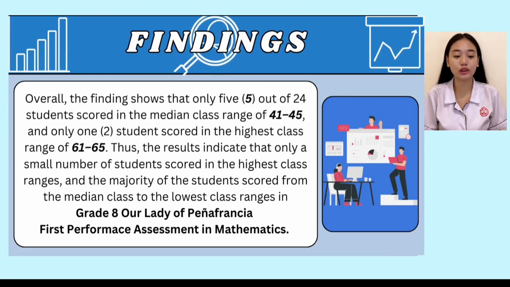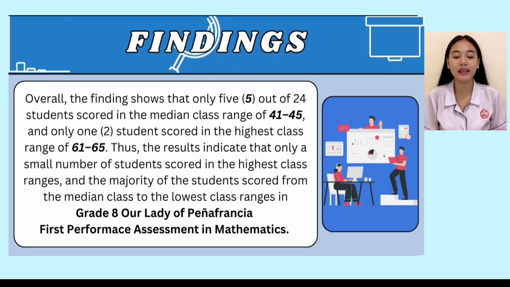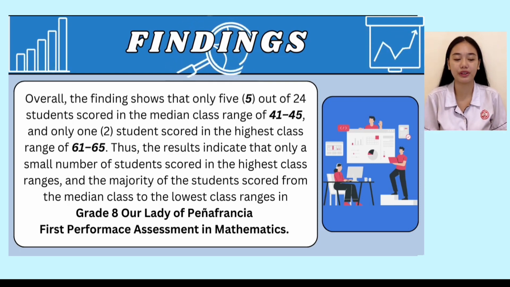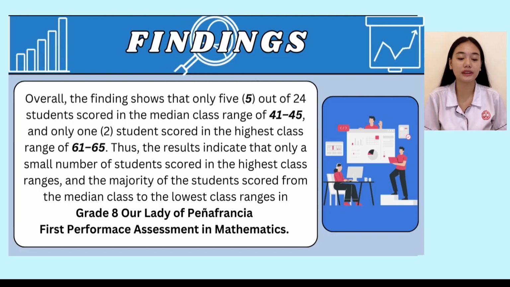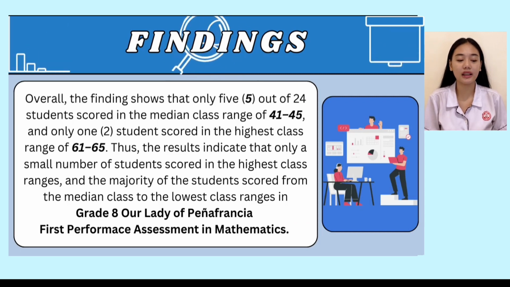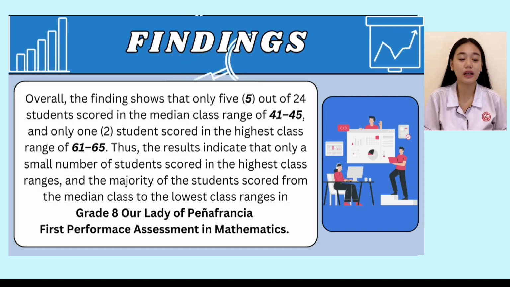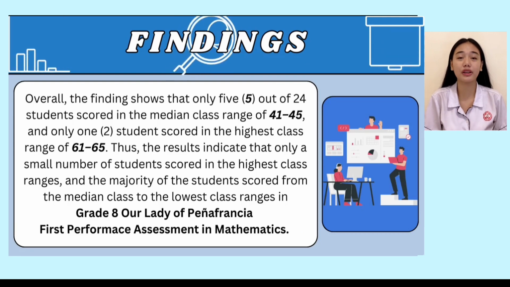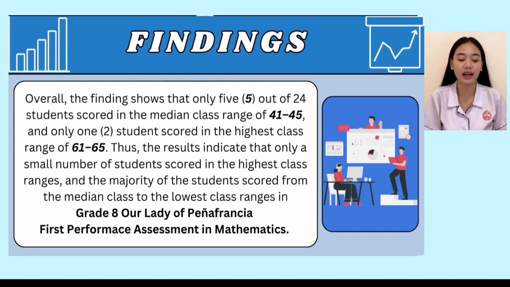Overall, the findings show that only 5 out of 24 students scored in the median class range of 41 to 45, and only 2 students scored in the highest class range of 61 to 65. Thus, the results indicate that only a small number of students scored in the highest class ranges, and the majority of the students scored from the median class to the lowest class ranges in Grade 8 Our Lady of Peña Francia First Performance Assessment in Mathematics.